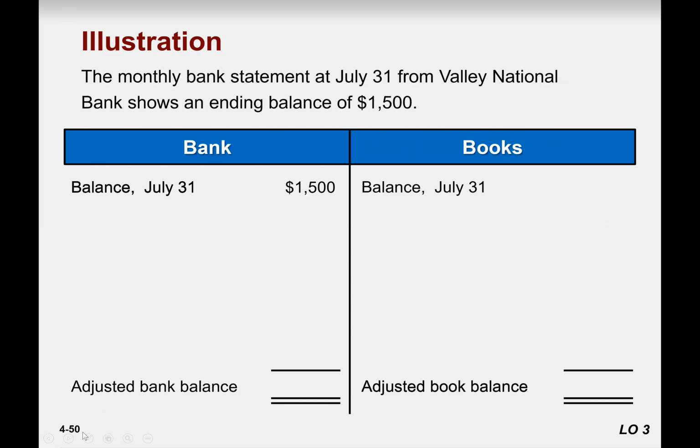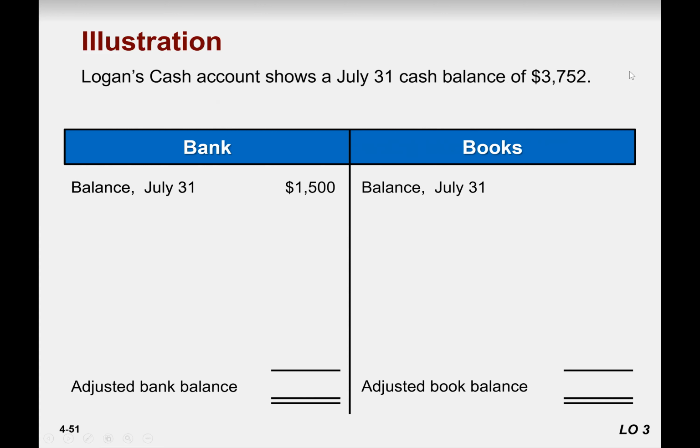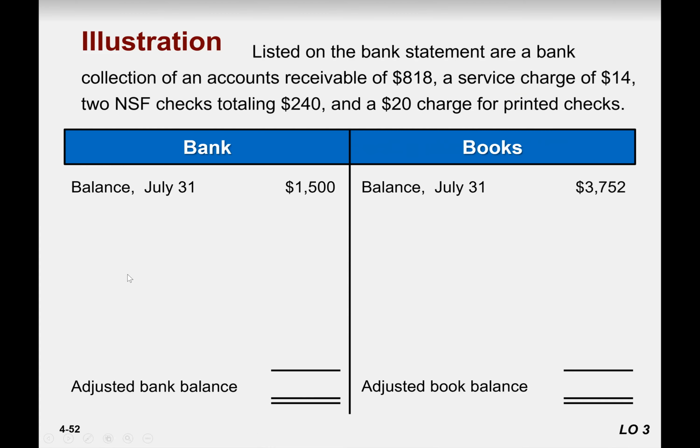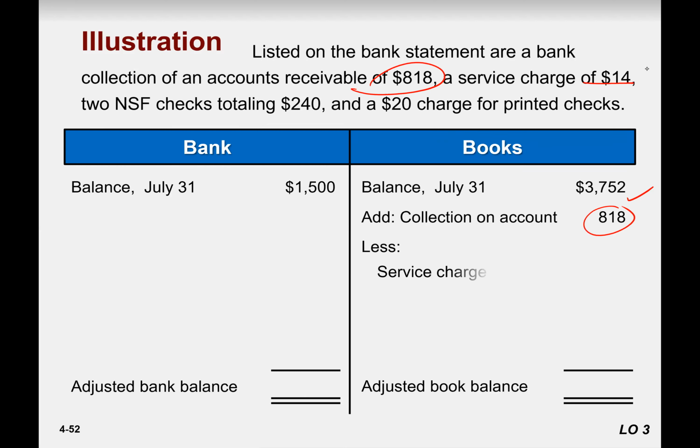Okay, so if you read out the question, make the bank reconciliation statement here and write down first the balances. So bank balance is 1500, cash balance is 3752, right? And then you start reading the question. The question said you have receipts from customers which the bank collected on your behalf 818. Add 818. Service charges 14, you less service charges 14.